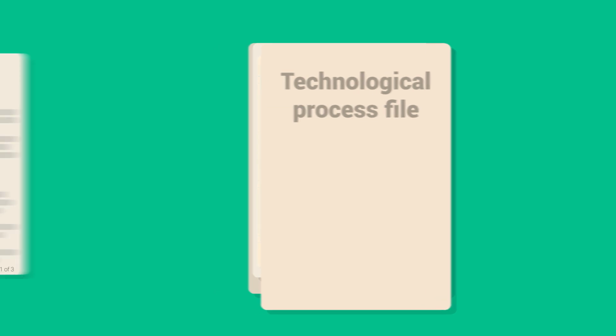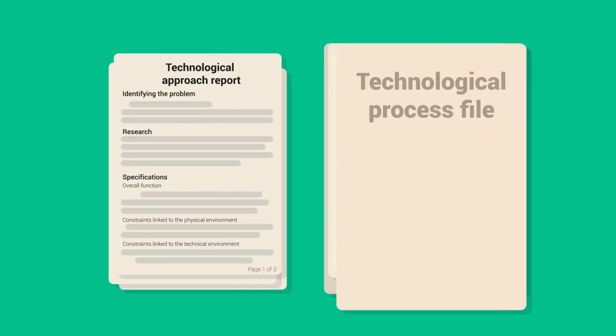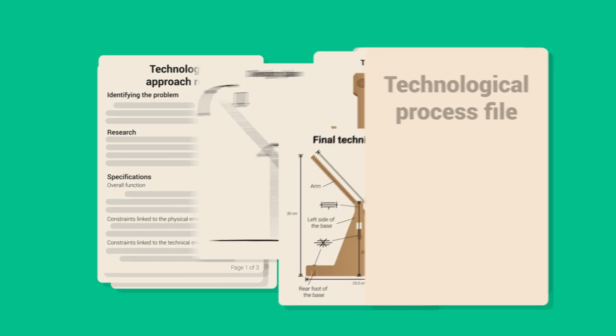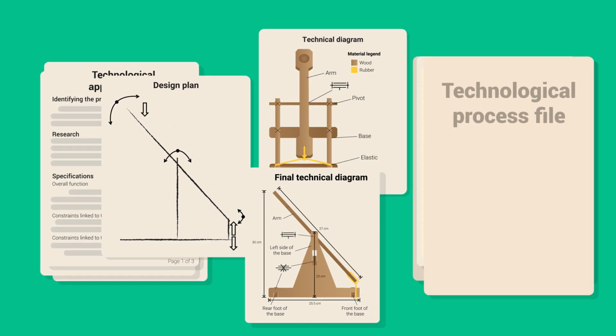The process can be presented in the form of a report. It will then be necessary to take the information contained in the technological process file and put it in the form of a narrative text. The final diagrams of the prototype should also be included. Since the original idea has probably changed and improved, we need to make sure that the diagrams correspond to the final prototype.